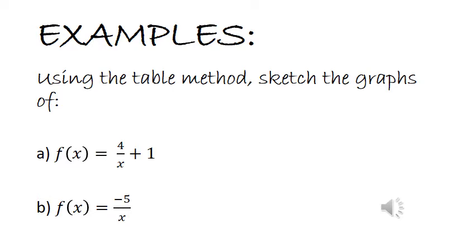For number B, I want you to notice you've got f of x is equal to negative 5 over x. That a value is negative 5. And all I want you to see is that obviously because it's 5, your graph is going to be a bit steeper. And secondly, I want you to see it is negative, which means we will work in quadrant 2 and 4.